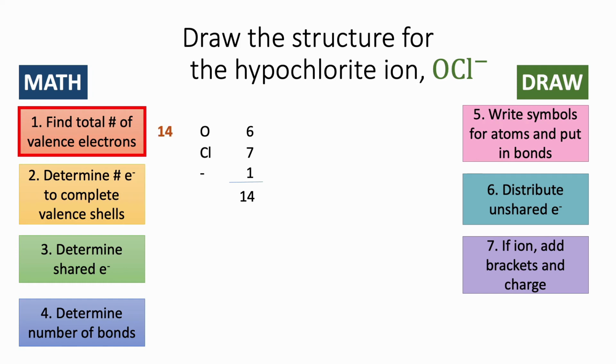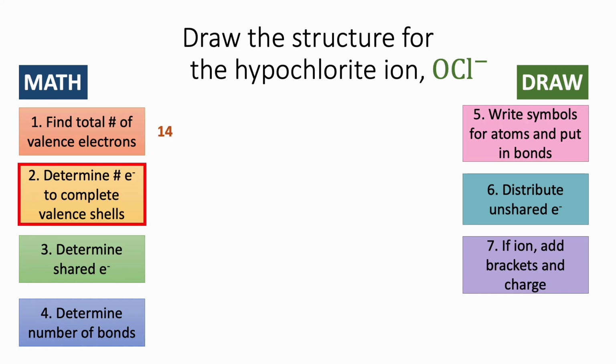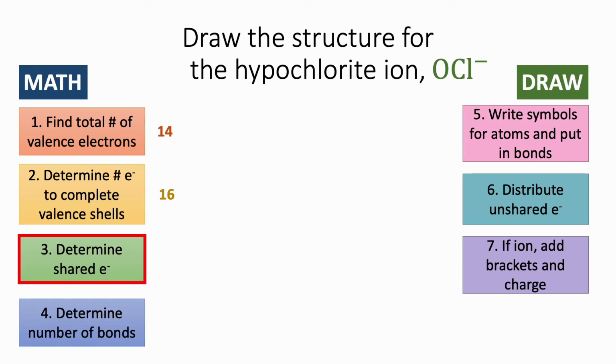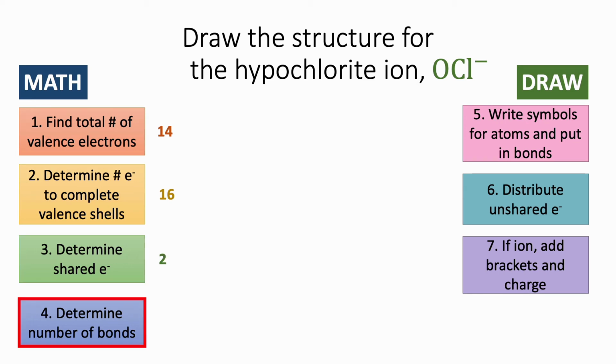So now that we've calculated that, let's determine how many electrons we need to complete the valence shells. Oxygen is going to need 8. Chlorine is going to need 8. That gives us 16. So that is the answer to number 2. Now the number of shared electrons is going to be number 2 minus number 1, so that's 16 minus 14, which is 2. And then the number of bonds will be 2 divided by 2, and that will be 1. So we're going to have 1 bond. Now we can draw it.